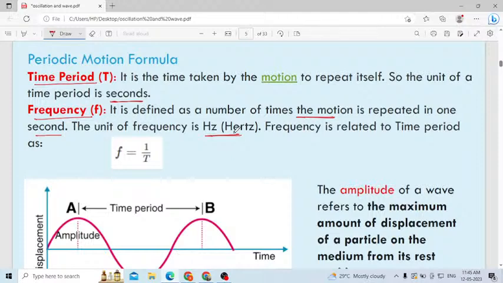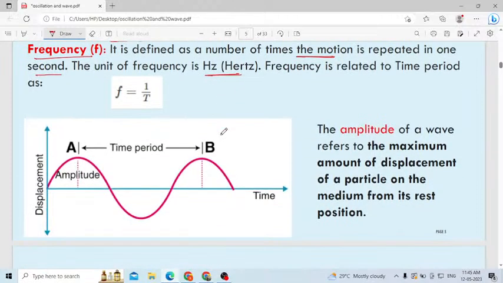Frequency is related to time period as f equals 1 by t. f equals 1 by t. This is the relation between frequency and time period. Units you have to remember. SI unit of time period is second. SI unit of frequency is hertz. That one you have to remember. Understood now? Very easy.